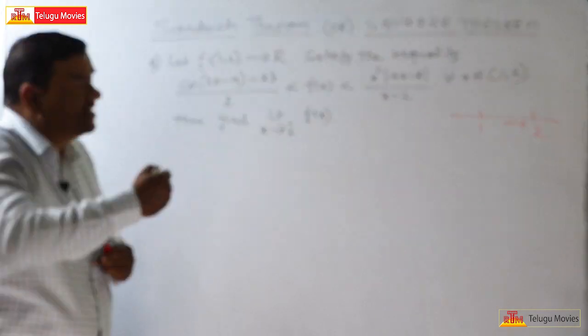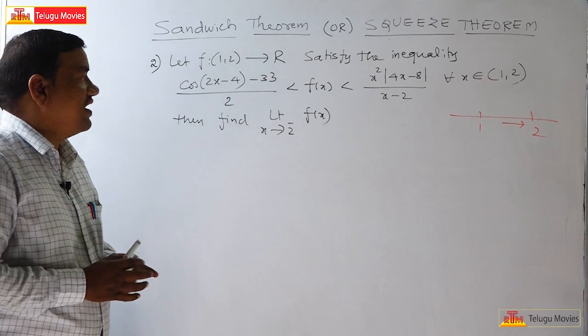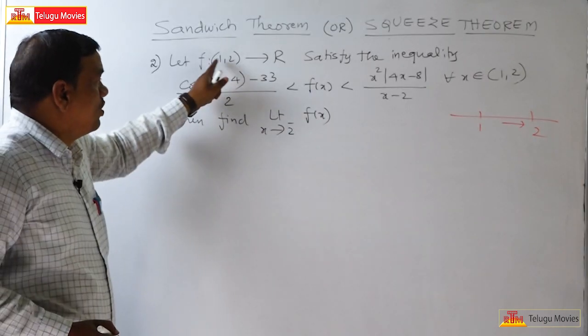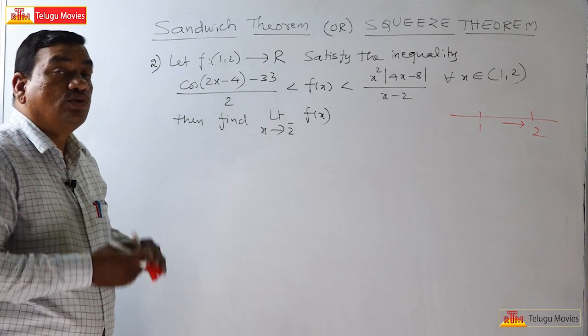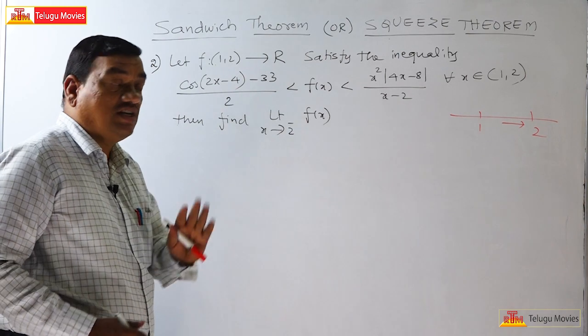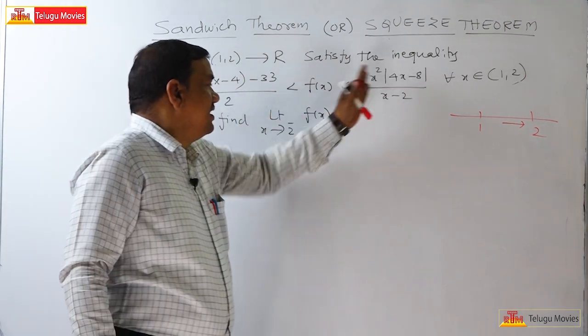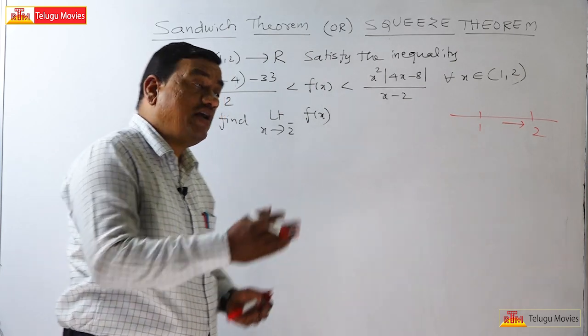If it is from the right side, we cannot define it. Why? Because the function is not defined like that; the domain is from 1 to 2 only. So we have to define it from the left side only, from the left side of 2. So what shall we do? We will apply the limit as x tends to 2 minus on either side.